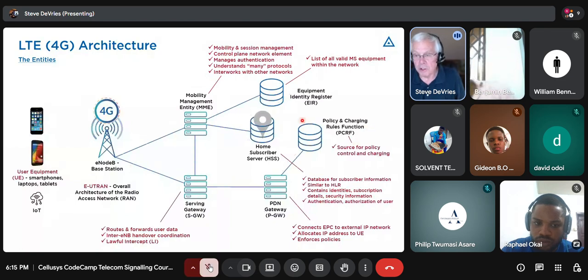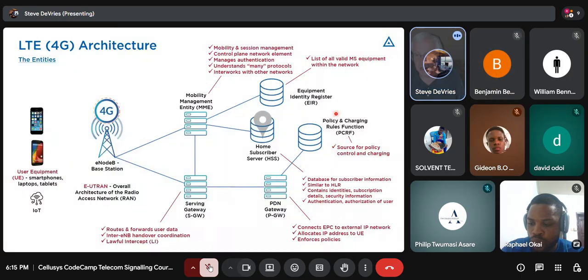Okay, the policy, and we'll look a little more at policy. This is the source for policy, control, and charging. And again, we'll take a look at a little more detail on that. HSS, the home subscriber server, is just like the HLR. It's the database for the subscriber information. Again, very similar to the HLR.